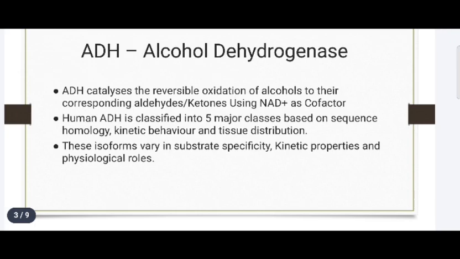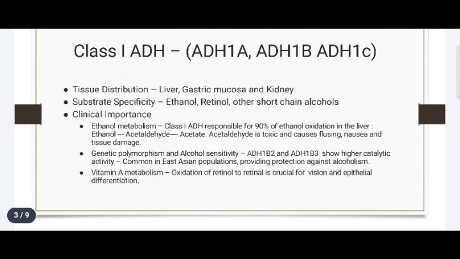Coming to the class 1 ADH, we have 3 more subclasses: ADH 1A, 1B, and 1C. These enzymes are located in different tissues like liver, gastric mucosa, and kidney. They are very specific for ethanol, retinol, and other short chain alcohols. Coming to the importance of this enzyme, they are very important for ethanol metabolism.